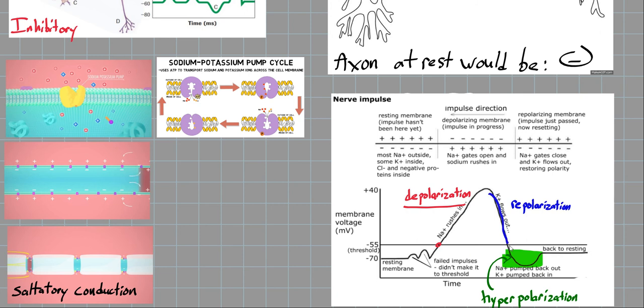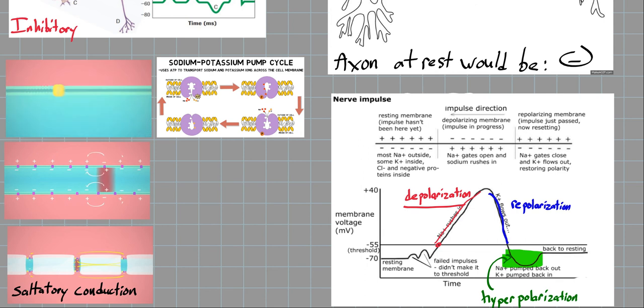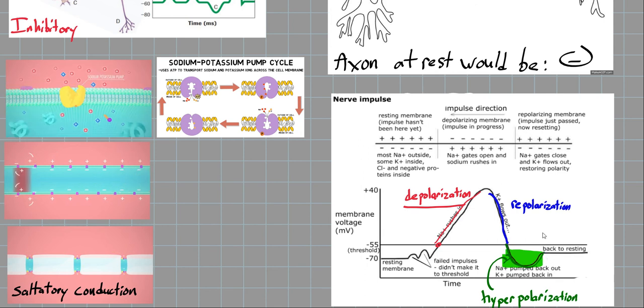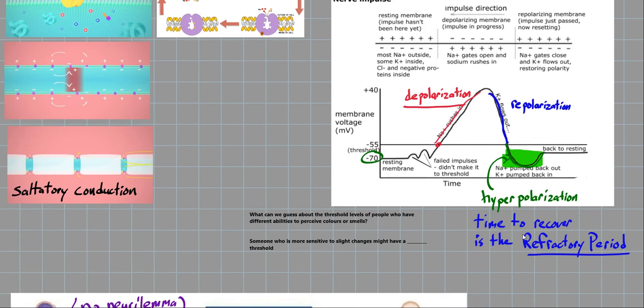So repolarization happens in here, depolarization happens in here, and hyperpolarization happens at the end of repolarization, where we overshoot our goal. Our goal is to go back to around -70 millivolts, but if we go a bit too far, that's okay and actually good, because hyperpolarization gives us two benefits.